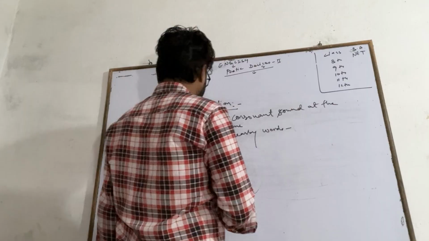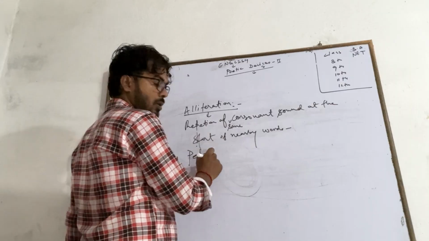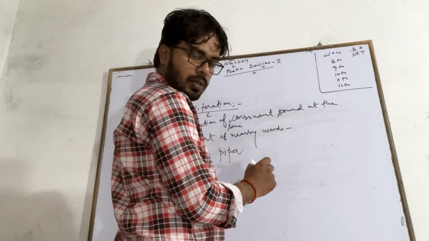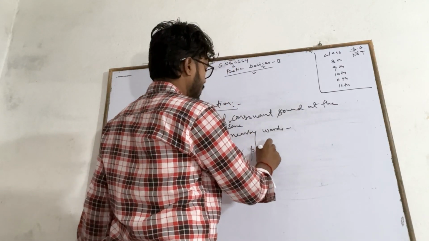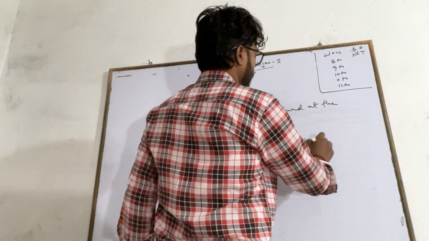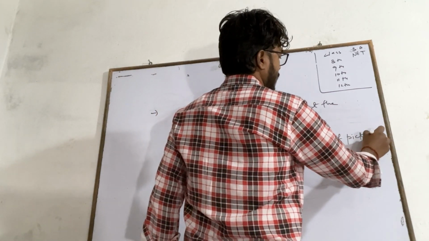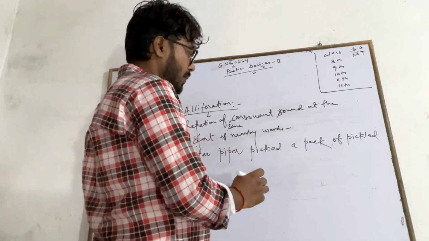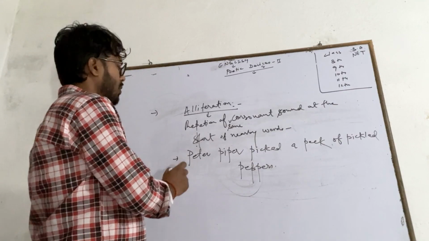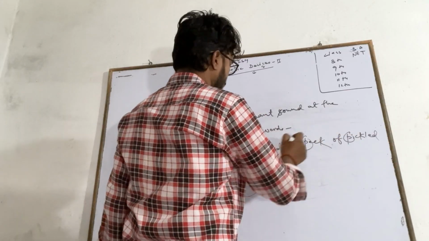By giving an example, you will understand very well. Here is a very good example: Peter Piper picked a peck of pickled peppers. See this sound. Which sound is here? The consonant P, P, P, P.